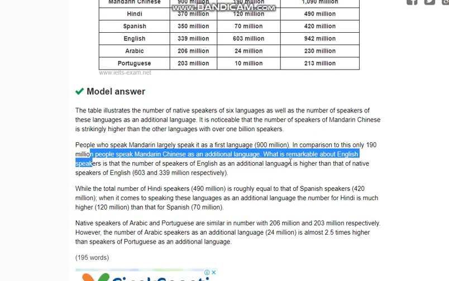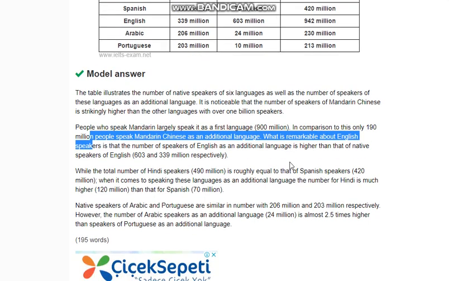What is remarkable about English speakers is that the number of speakers of English as an additional language is higher than that of native speakers of English, 603 and 339 million respectively, while the total number of Hindi speakers, 490 million, is roughly equal to that of Spanish speakers. When it comes to speaking these languages as an additional language, the number for Hindi is much higher than that for Spanish.